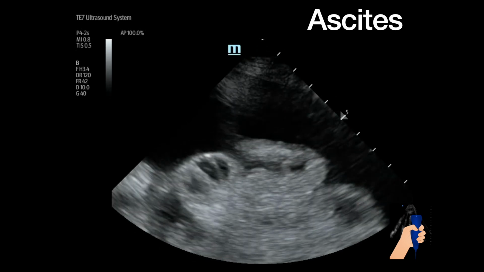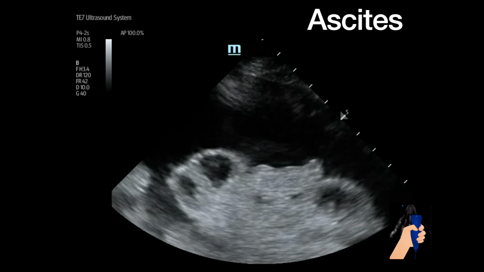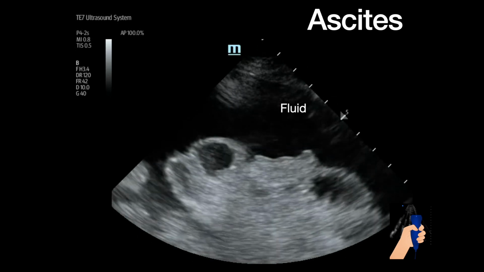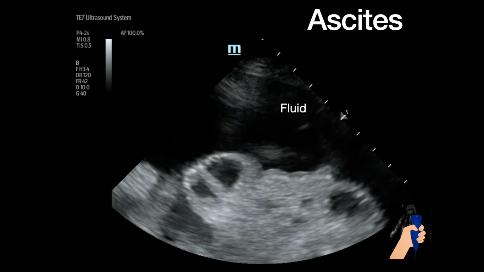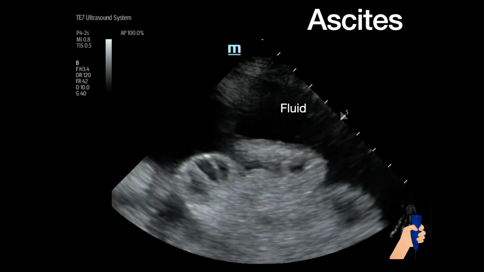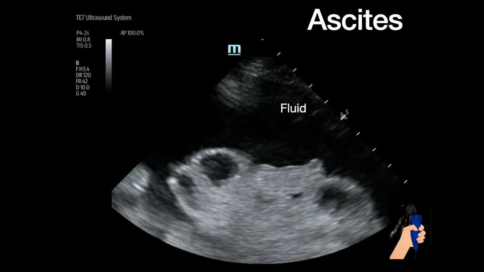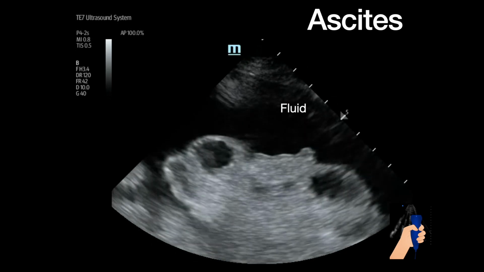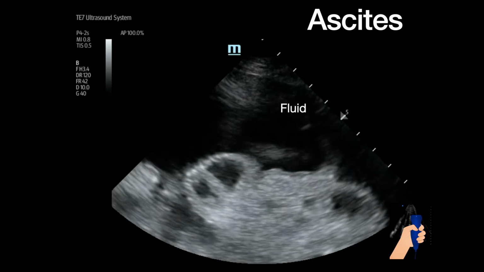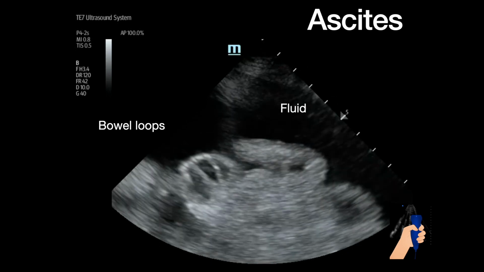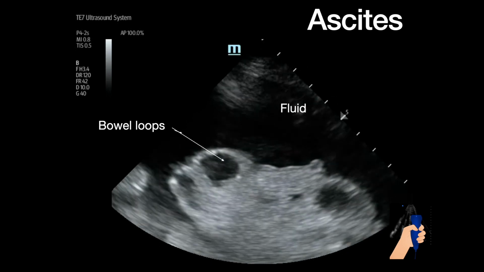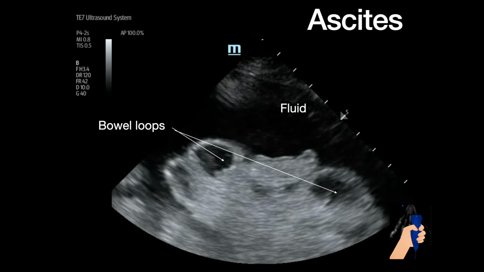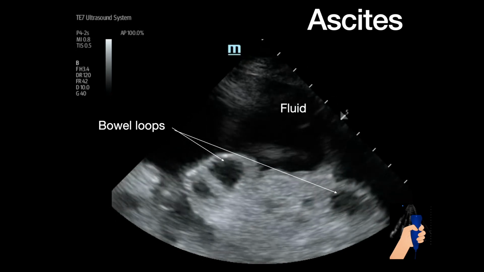We see a right lower quadrant, and you can see fluid. If you follow the scale that is to the right of the screen, you can see that there are at least 5 centimeters of clearance. This could be a good place to place a catheter and take a sample. Then again, we can see bowel loops. You can see also that the wall of the bowel loops is swollen.